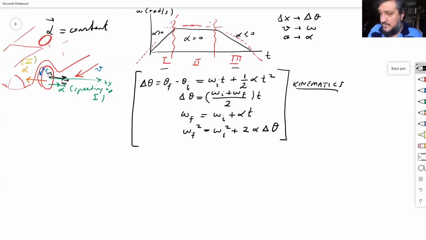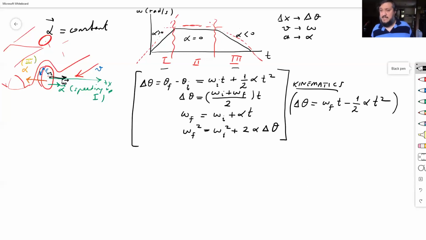If you want, you can add a fifth equation. What if you want to write, let's say, delta theta in terms of the final angular velocity? It's not very common, but possible. So omega final times t. Okay, you just take this equation and plug it in here, and then you get minus 1/2 alpha t squared. So you can call that the fifth equation.